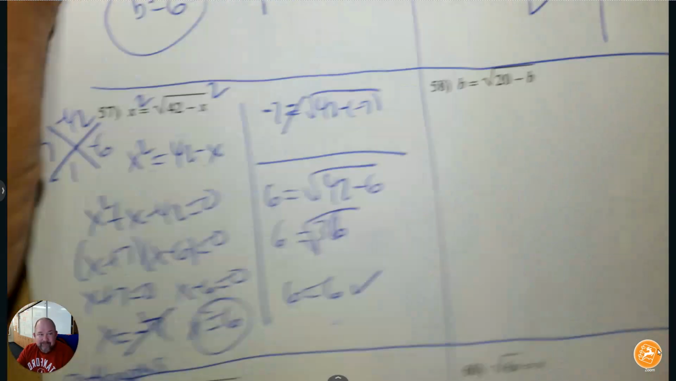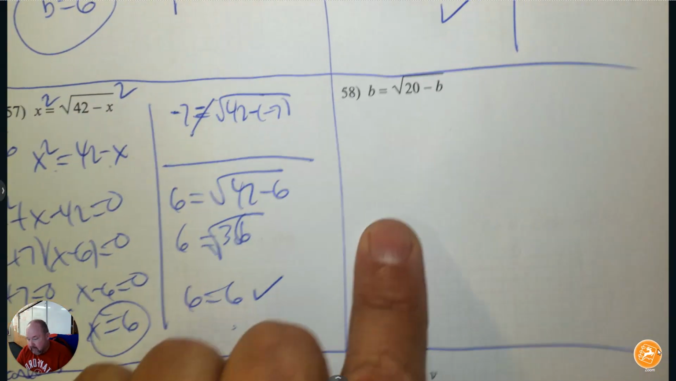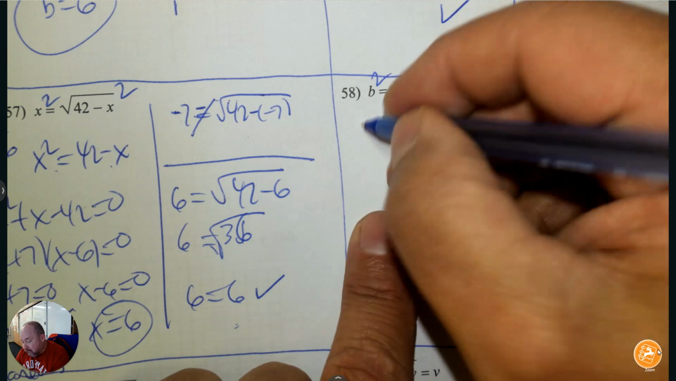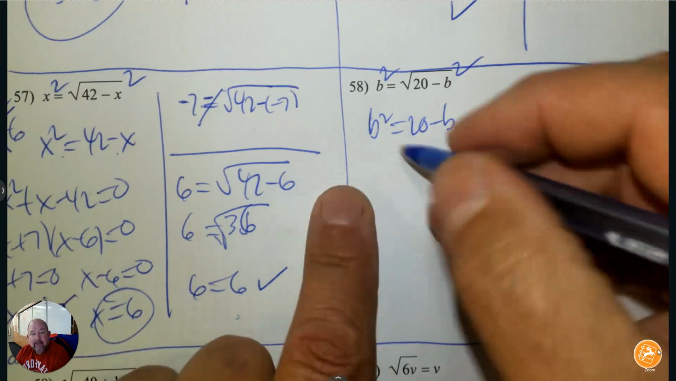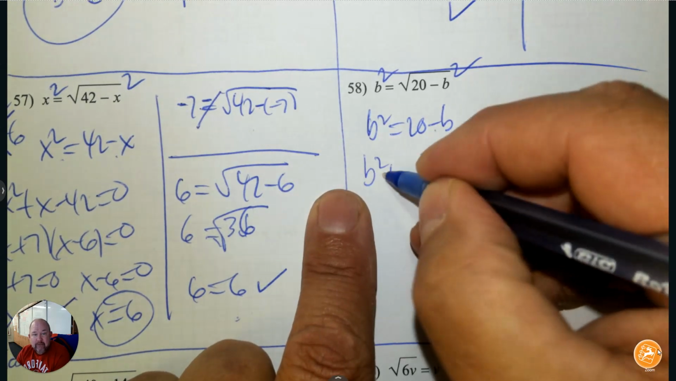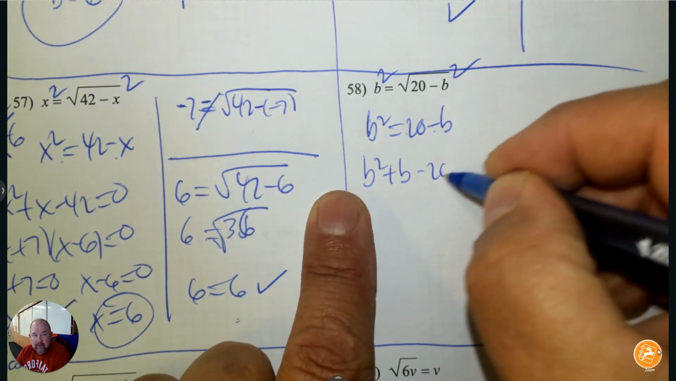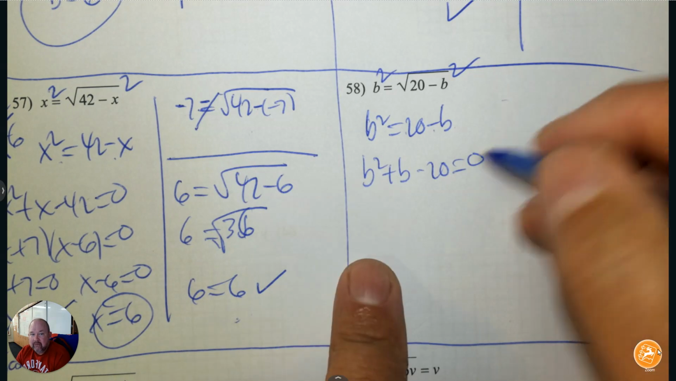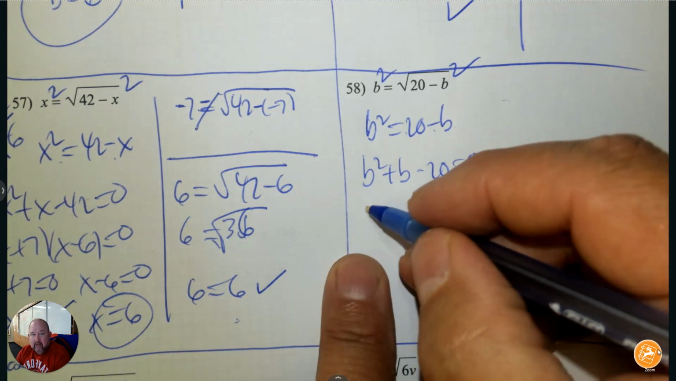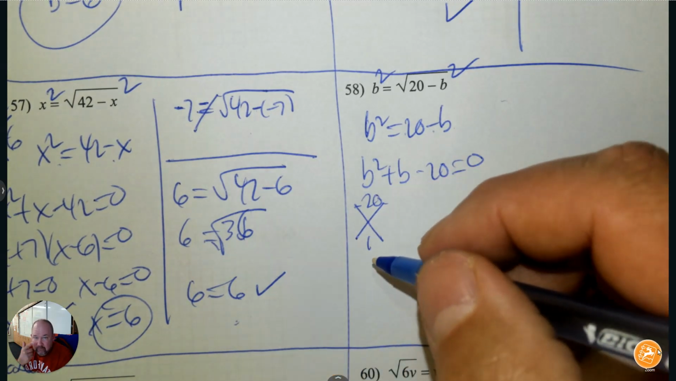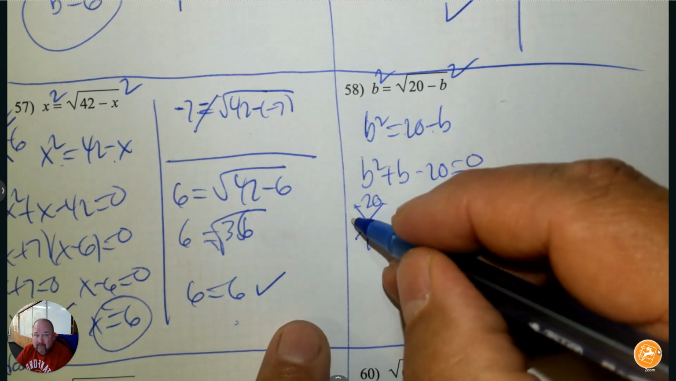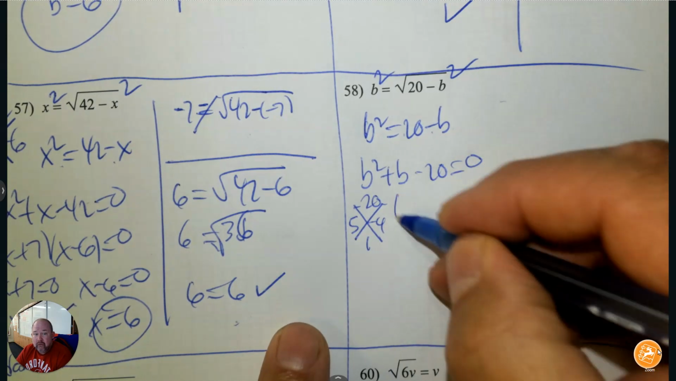Number 58. To the power of 2, square both sides. Make it equal to 0. So I'm going to add b. I'm going to subtract 20, the opposite, and then I'm going to factor this. So negative 20 and 1. What are the two numbers that multiply to negative 20 and add to 1? And then those are your factors.